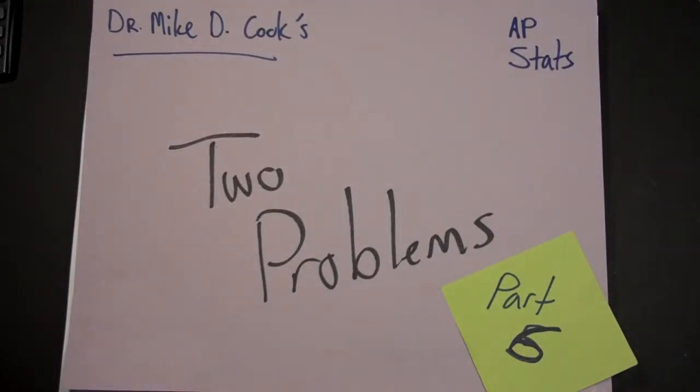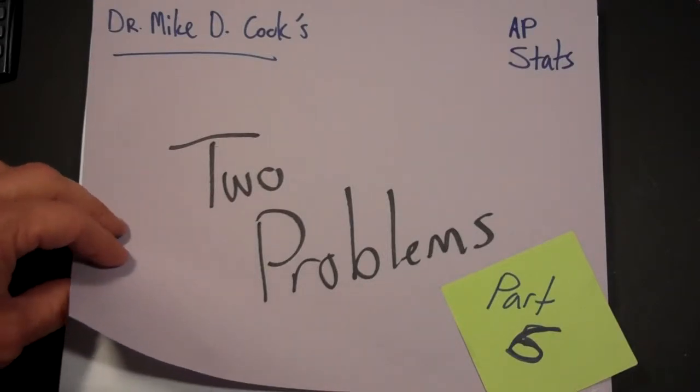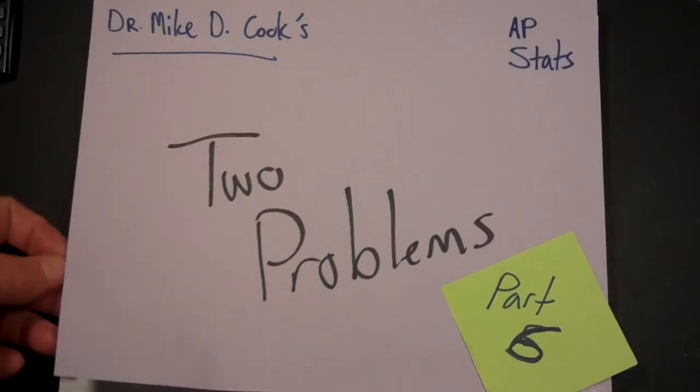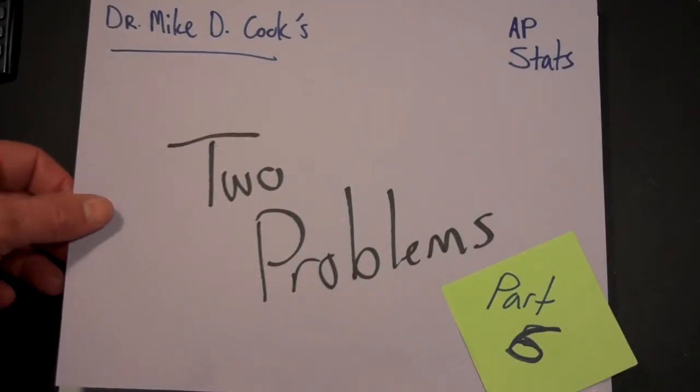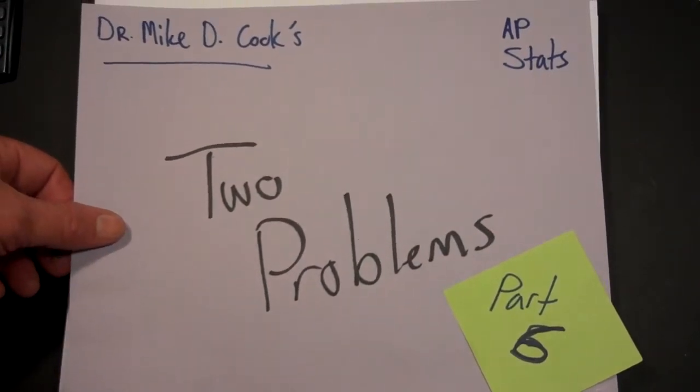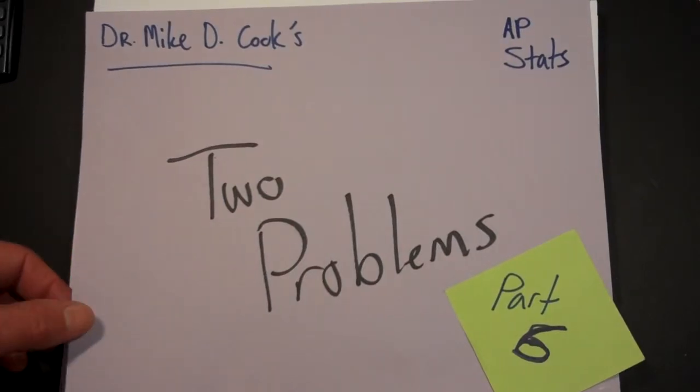This is the sixth and final video on two problems that we're looking at in AP Statistics. And in this video, I'm going to give you two problems to solve. I'd like you to write down those two problems and work them out on your own and then check your answers. So here's the question.